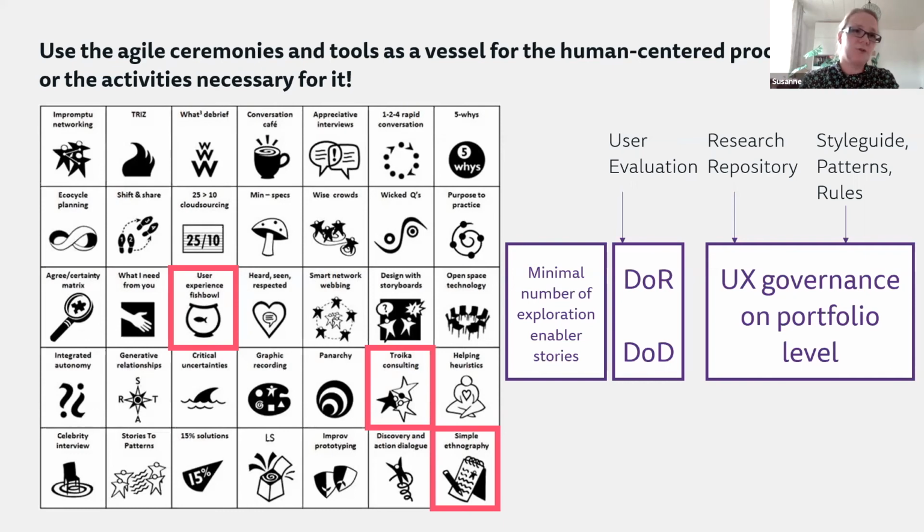But what you also do need in a larger agile organization is that UX governance is on portfolio level and not on team levels, because you can get inconsistent products, and it's not that interesting for users when they meet one more product, not only one, but the second and the third product also, and they have a completely different experience on these three products.